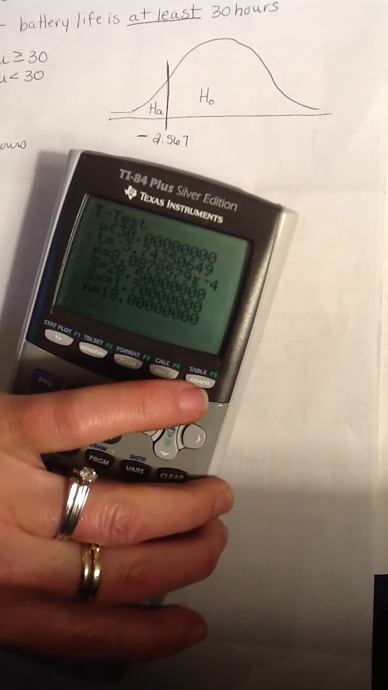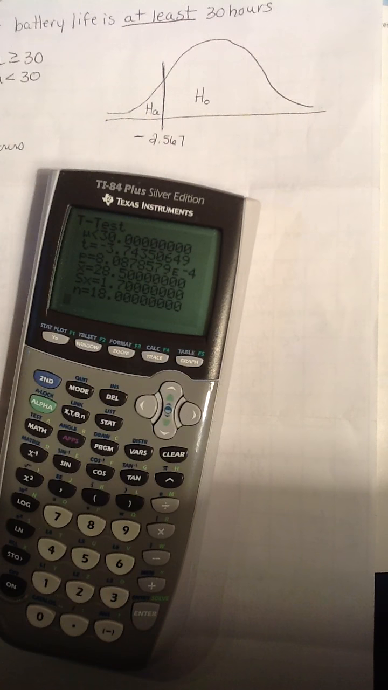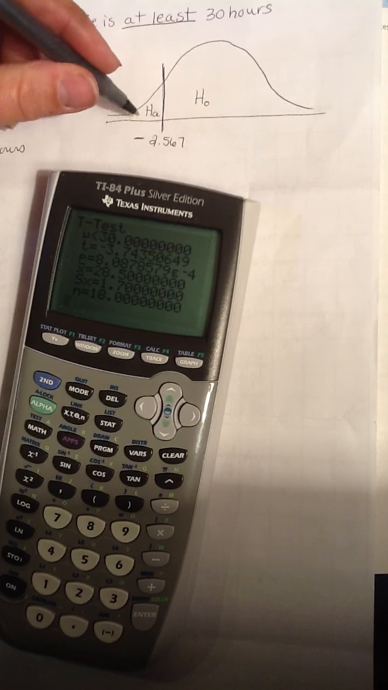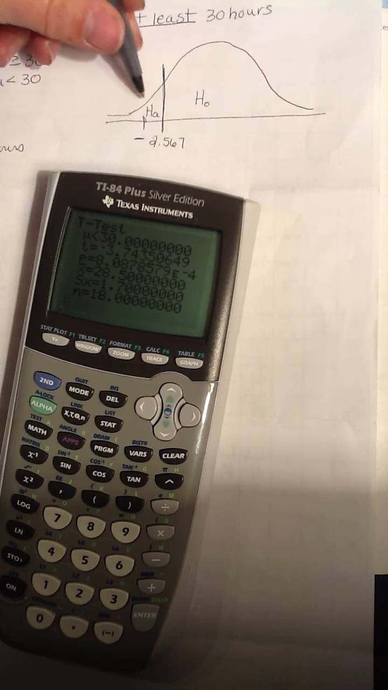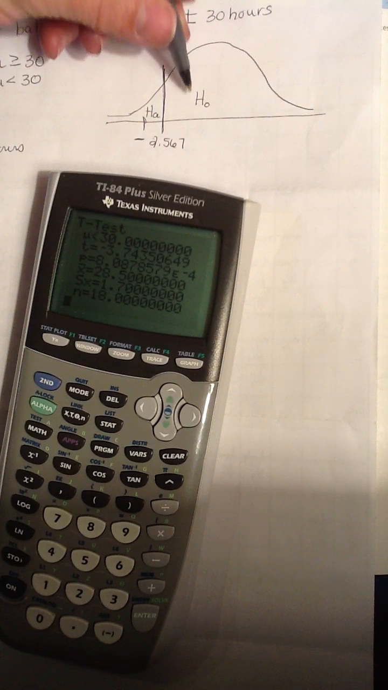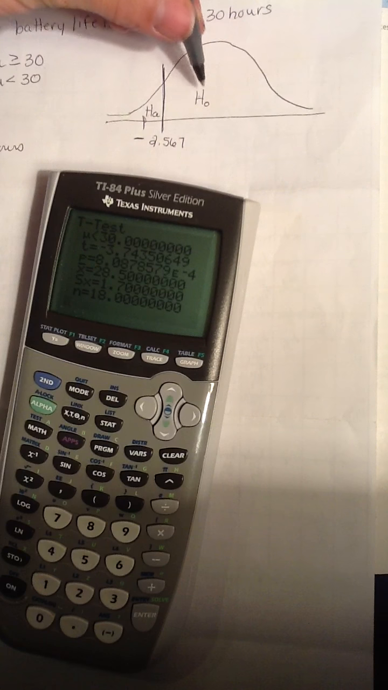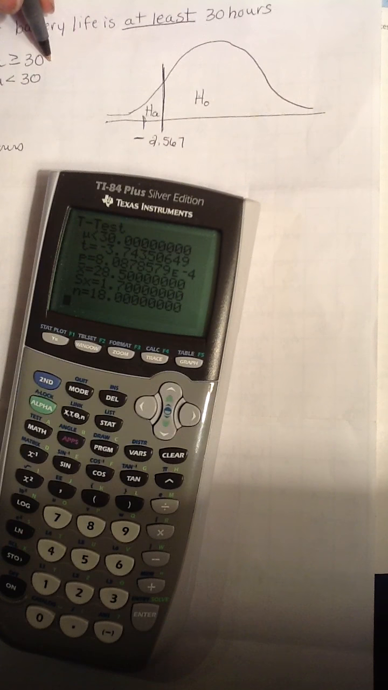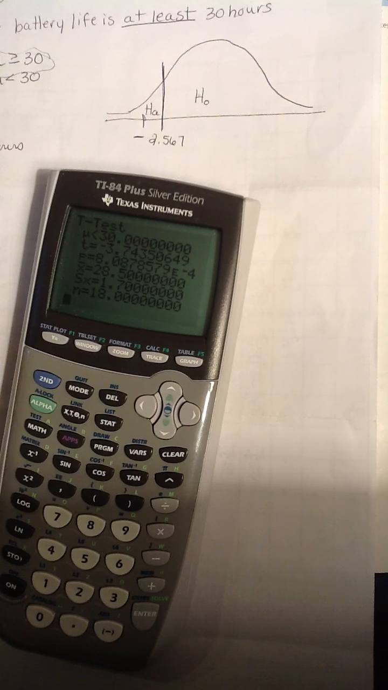Notice that that lands in the HA zone. So negative 3.74 is down in this vicinity. That means that we are going to be rejecting the null. Since it's in the rejection zone, we reject the null. We're rejecting this claim, so we are not supporting their claim that it is greater than or equal to 30. Our evidence is pointing to the fact that it is less than 30 according to our study.